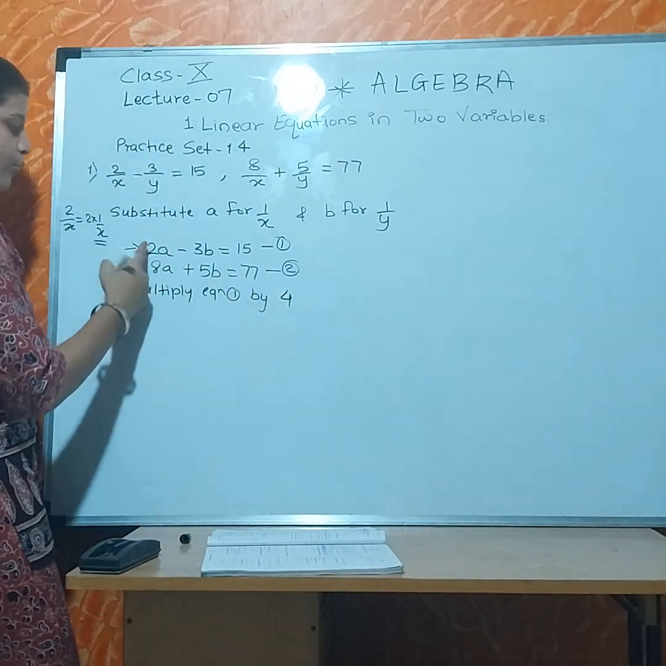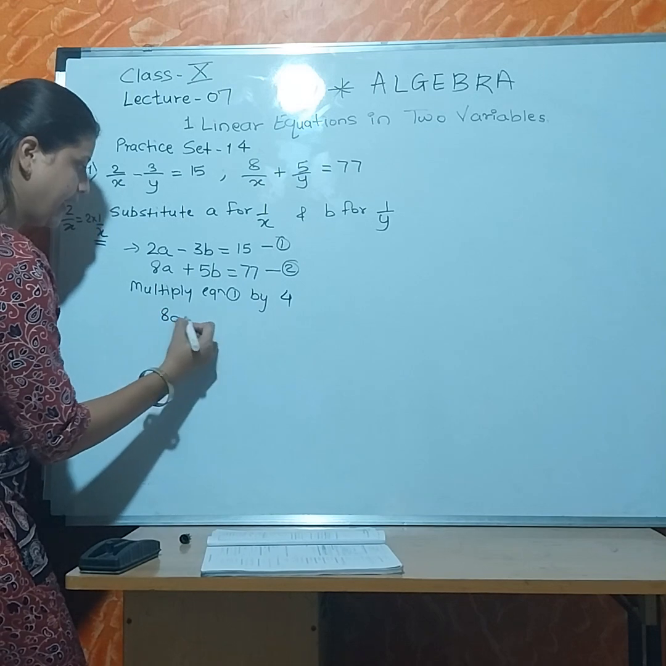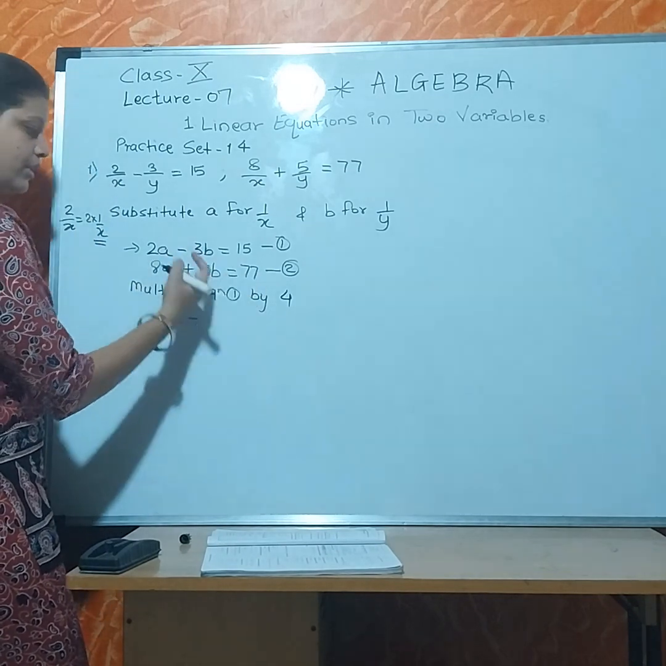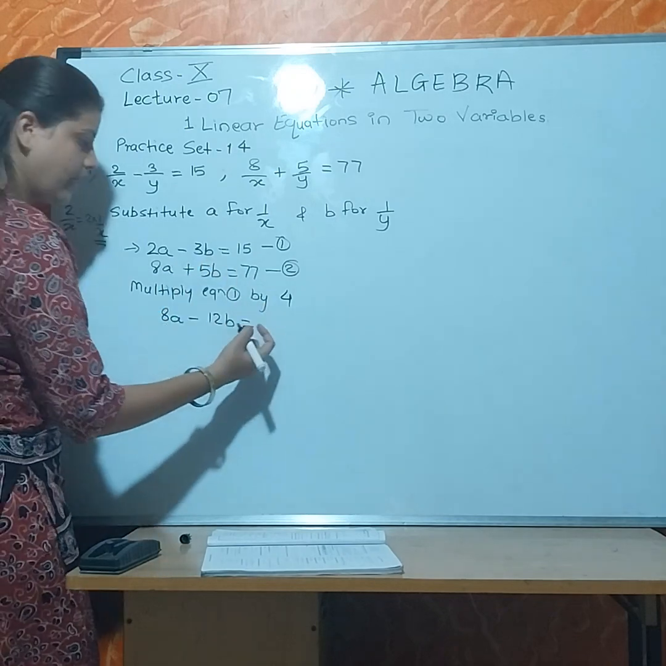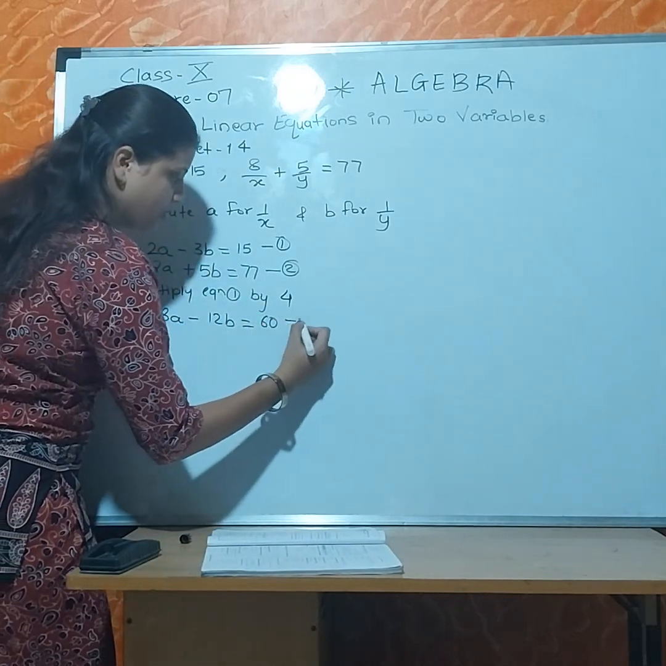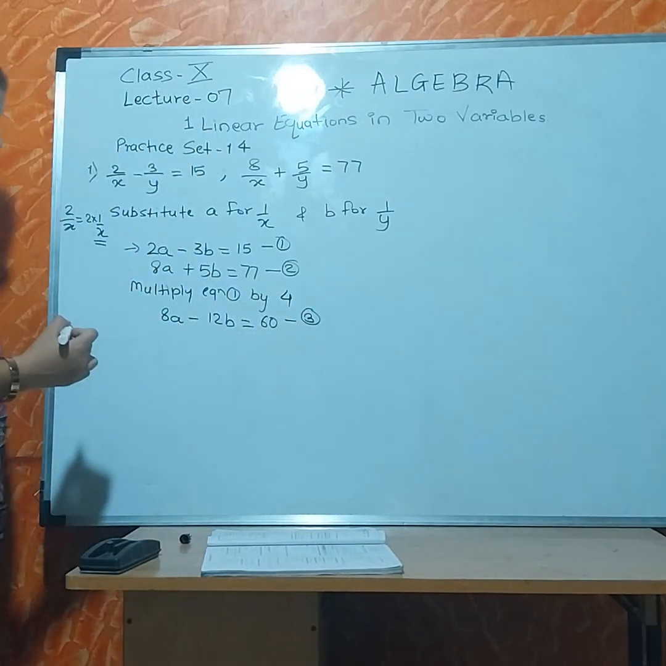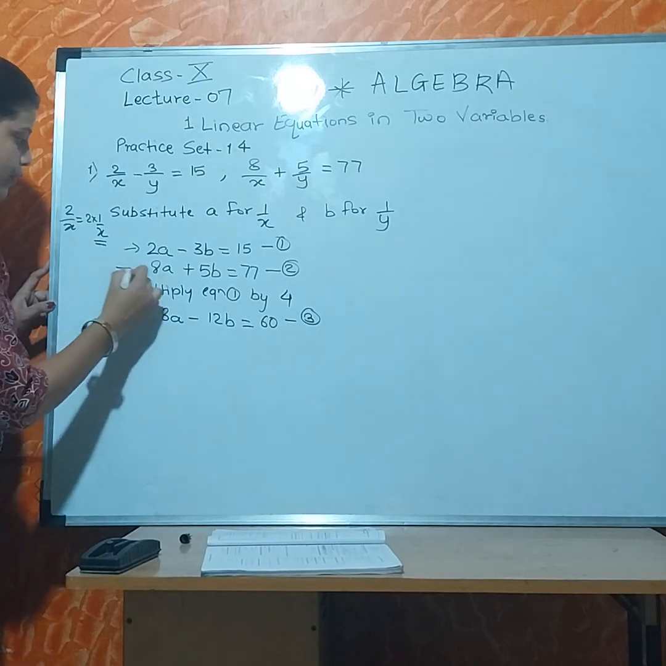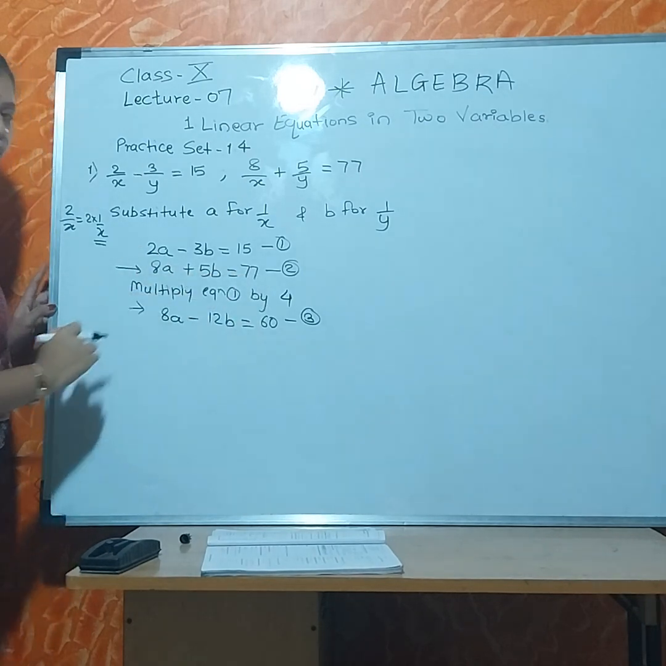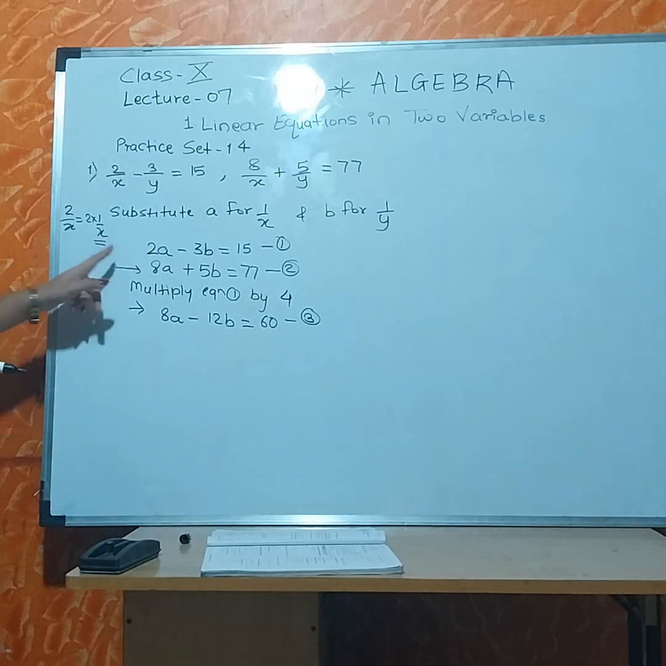So what we will get? 4 into 2, 8A minus 4 into 3, 12B is equal to 4 into 15. 15 4s are 60. So this is our new equation. Now we have to perform an operation on this equation and equation number 2. So what can we do, addition or subtraction?